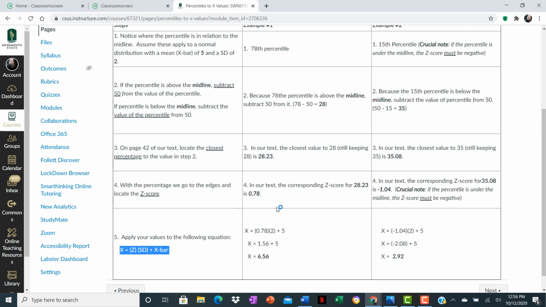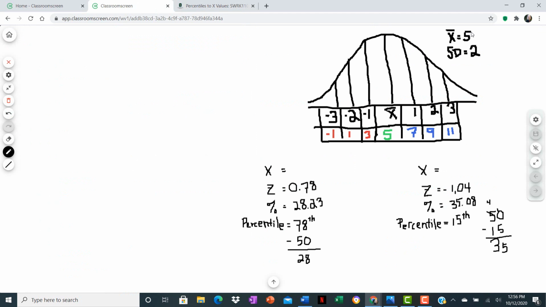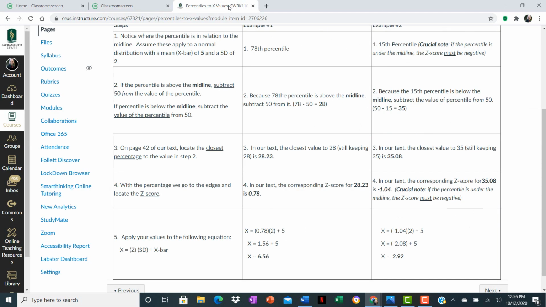So let's come on back. And then plus the x bar. What's the x bar? In this case, it's 5. I told you that here, x bar of 5. I also showed that to you here. X bar equals 5. Very good.